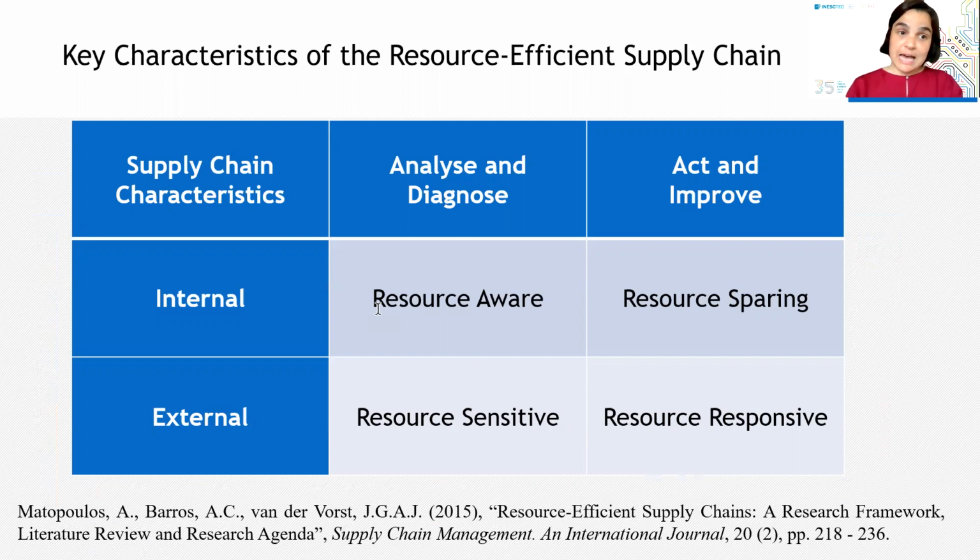On the external side, supply chains should be sensitive in order to capture external changes in the availability of natural resources. And then also act upon this information and turn out to be responsive, meaning develop strategies aiming at mitigating the effects of natural resource scarcity.